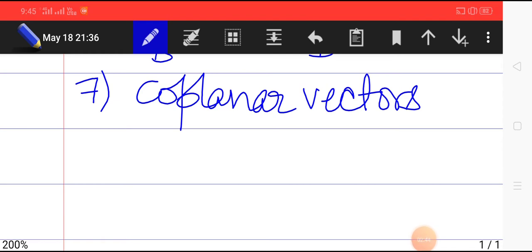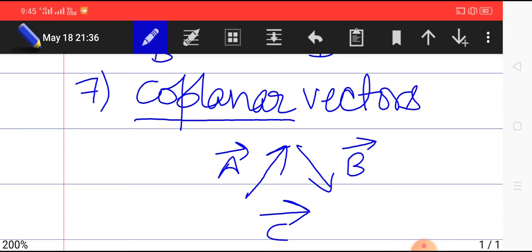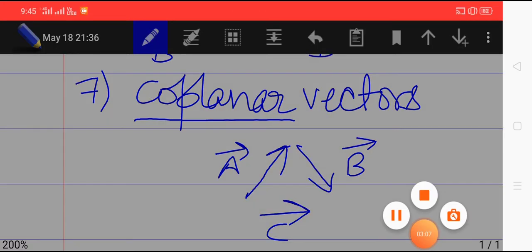Coplanar vectors. As the name suggests, coplanar vectors are those vectors which lie in the same plane. For example, these vectors which I am drawing, A vector, B vector and C vector, all these vectors are coplanar as they lie in the same plane. For example, they are lying in the plane of the screen of your mobile.